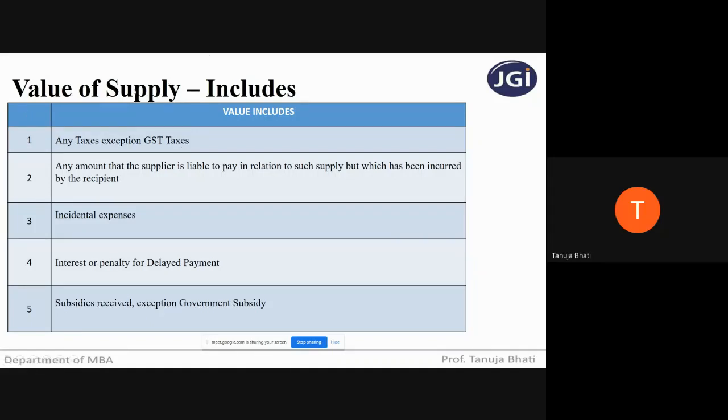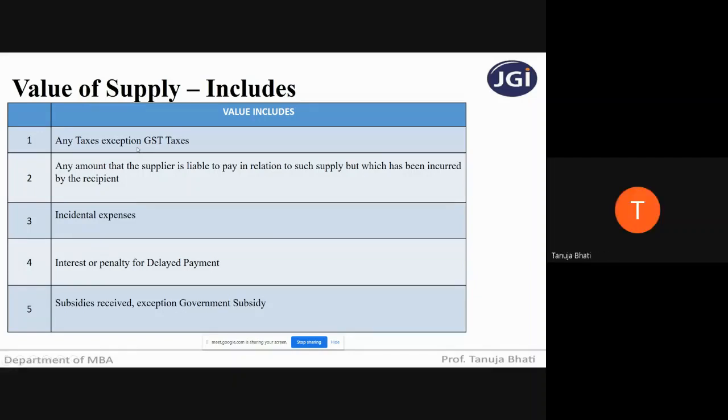whatever GST taxes are levied have to be excluded from the transaction value. So did everyone understand section 15 subsection 2 clause A, where it says that any type of taxes, fees or charges should be added in the transaction value, except those taxes which are charged under the GST law? Is this clear, students? Did everyone understand what we mean by any taxes except GST taxes? Yes, students?